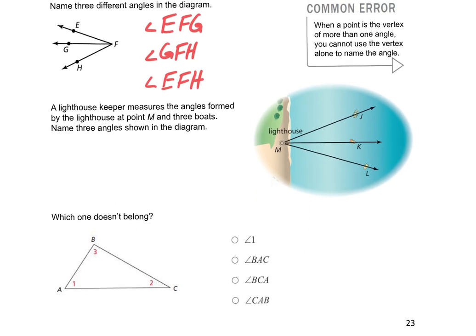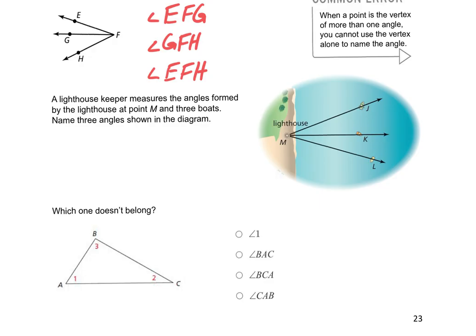Okay, try naming the three angles in the picture with the lighthouse. M is where the lighthouse is located. See if you could name those three real quick. Just do it on your paper and then I'll call on you.